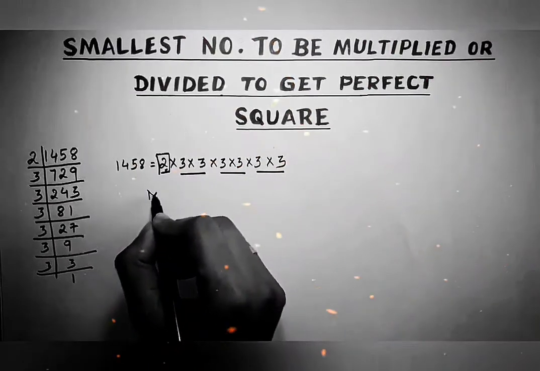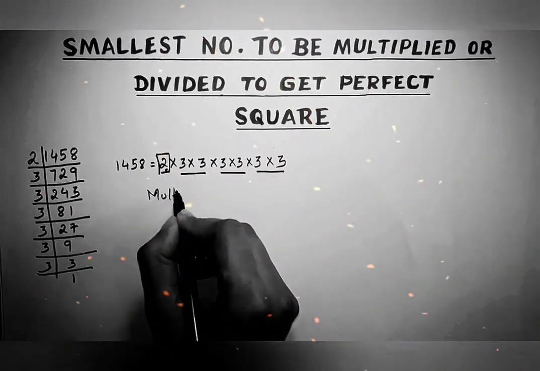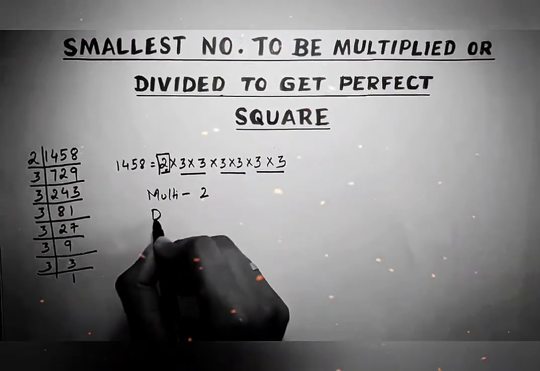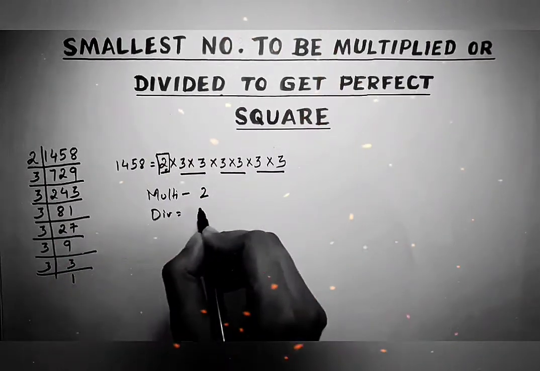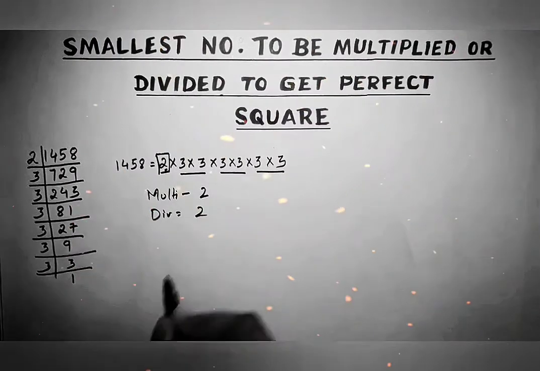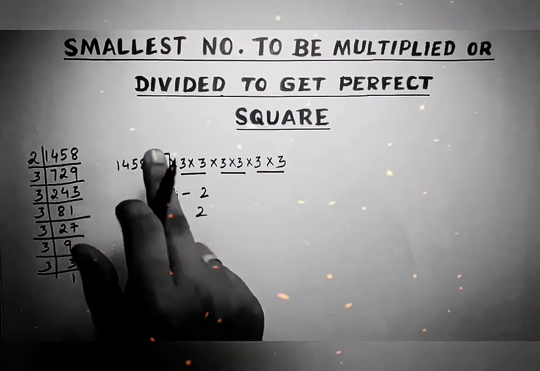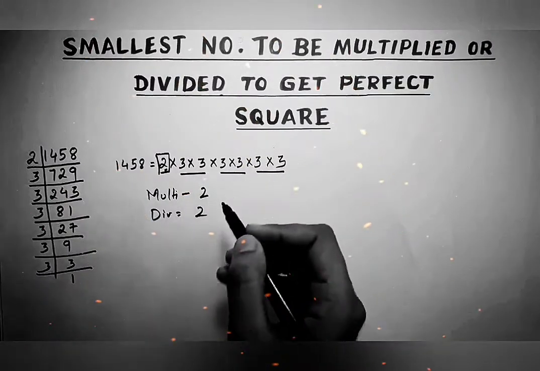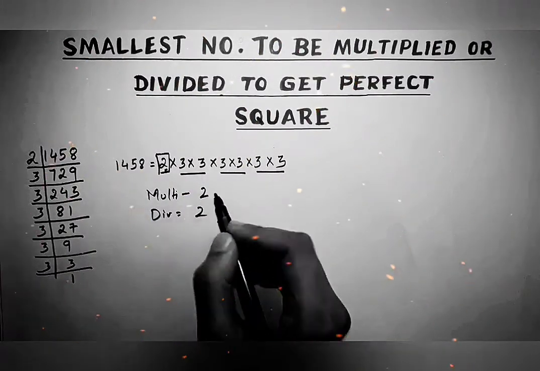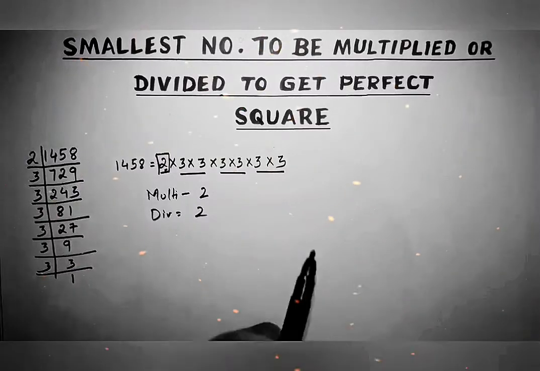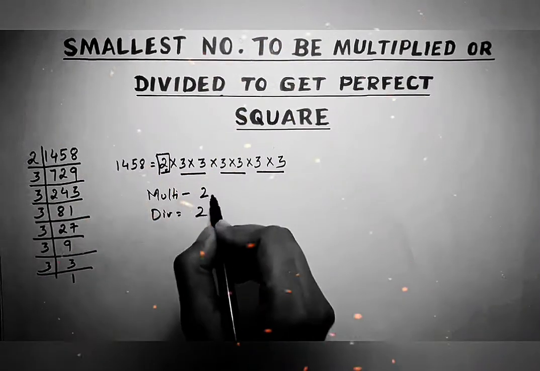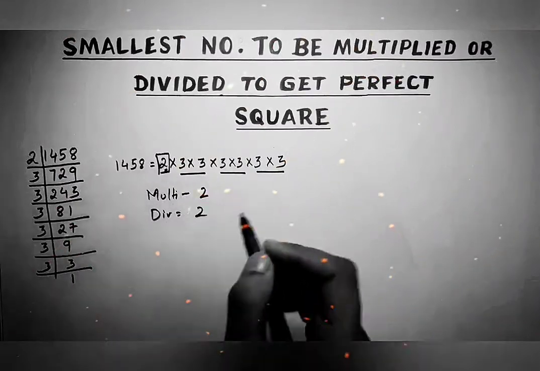Now if you don't want this 2, then you have to divide it. So there are two cases. If you want a pair of 2, then you need to multiply it by 2, and if you want to remove 2 from these factors, then you have to divide by 2. Clear? In the division case, 2 will be completely removed, and to get a pair of it, we can easily multiply it by 2. I hope I am clear till this point. So let's check for both the cases.